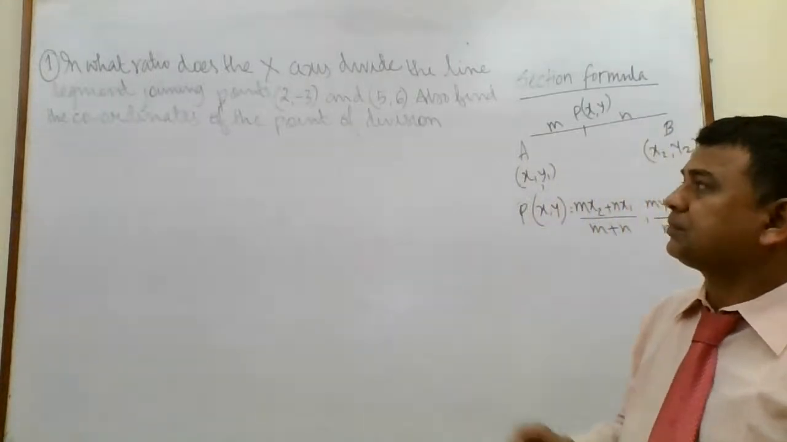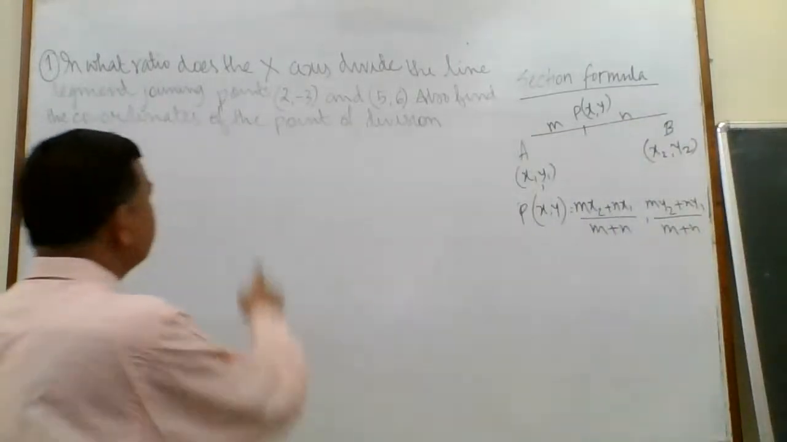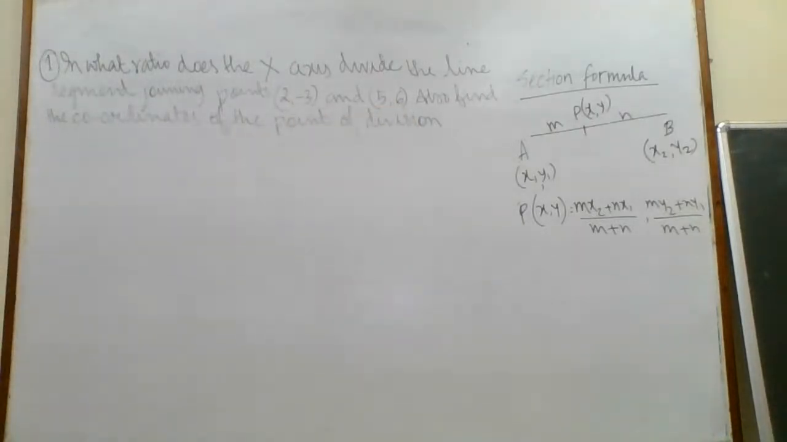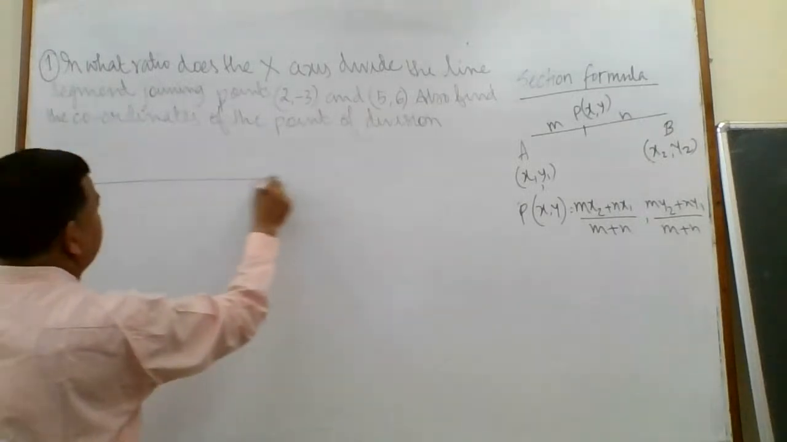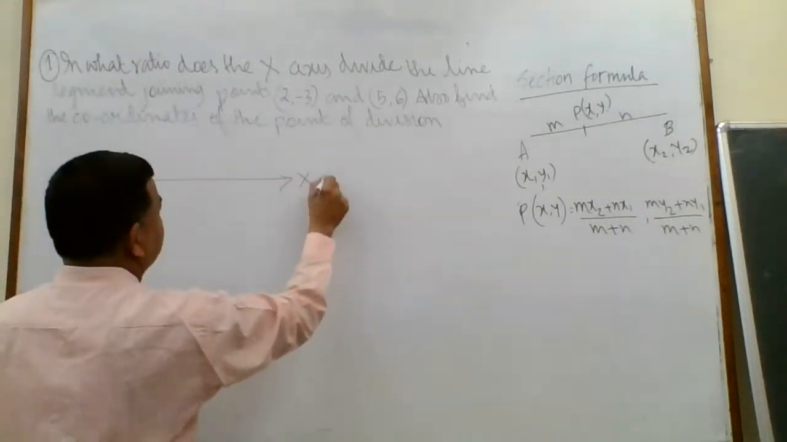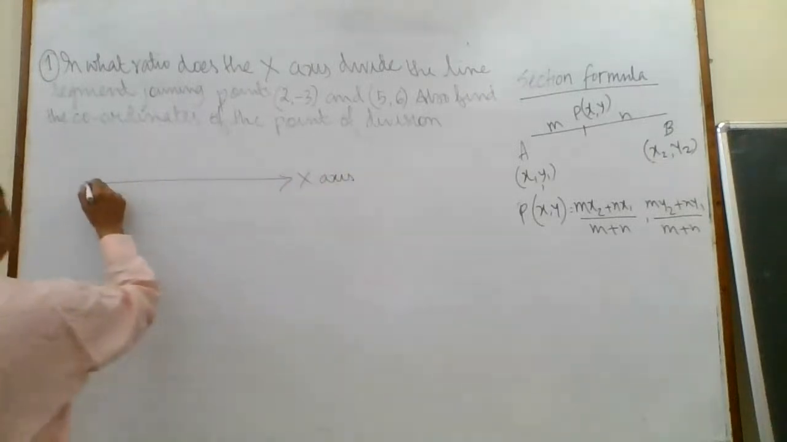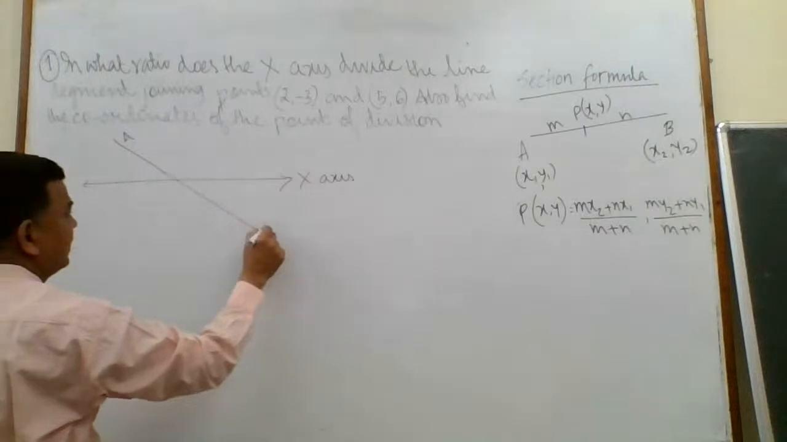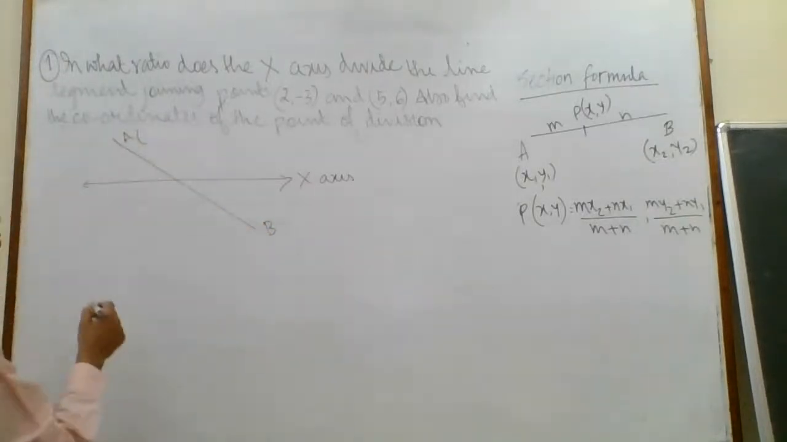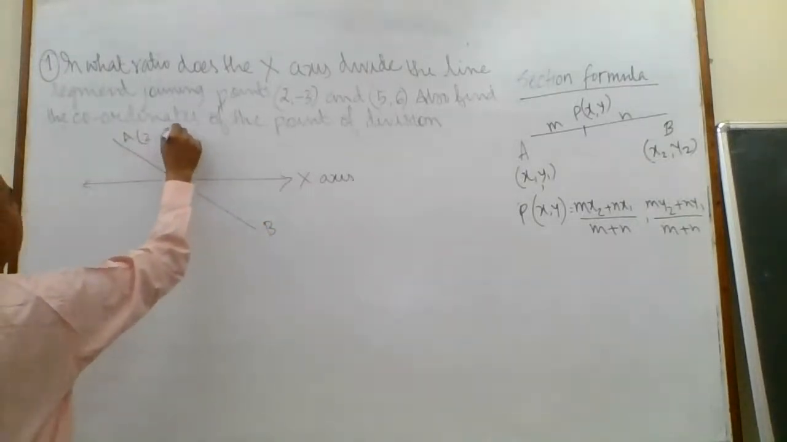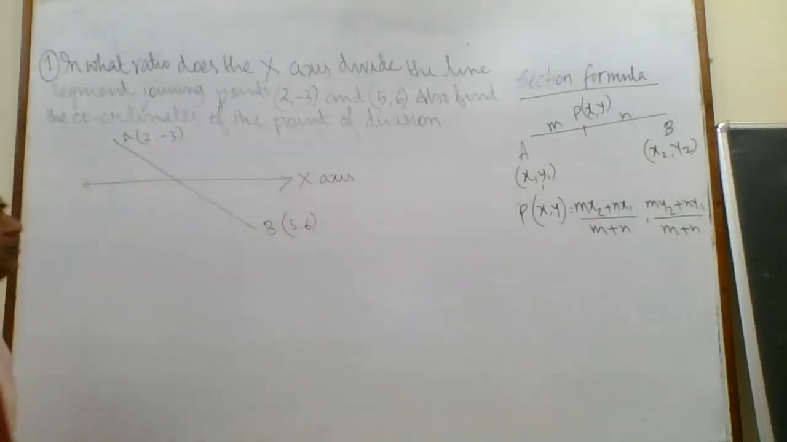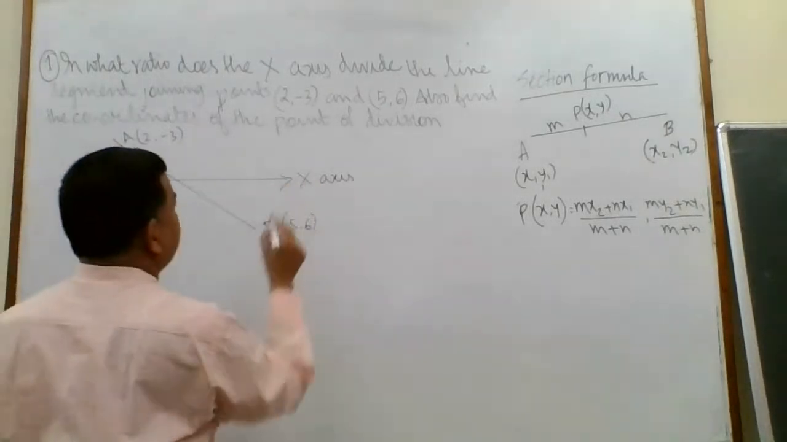Slight change today. We have a line segment which is obtained when these two coordinates are joined. It is divided by the x-axis. So here is the x-axis, dividing a line segment. So suppose the line segment is this one. This is A, this is B with coordinates 2, minus 3. We don't really need to show them in their respective quadrants, not at all. So this is the line segment AB, and this is the x-axis.